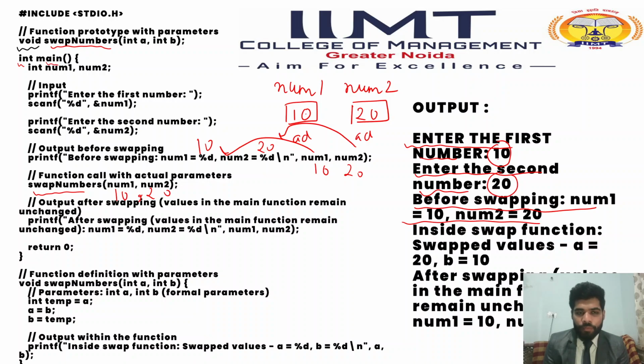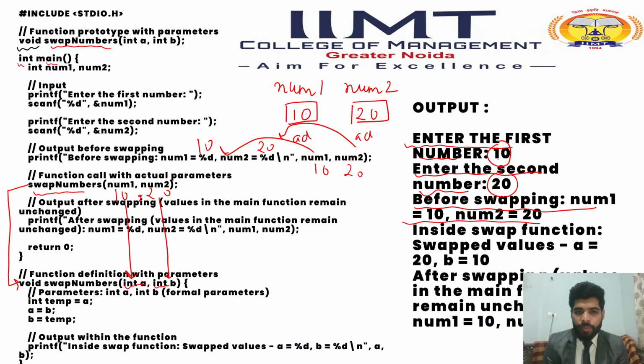I have already explained that when a function is called, the control is transferred to the function definition. So after this function is called, the control is transferred here, to the function definition. The values of these variables will be passed into the function. So this 10 is passed here and 20 is passed here. That means this now contains 10 and this contains 20.